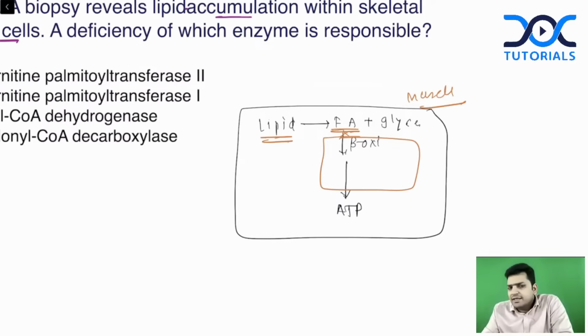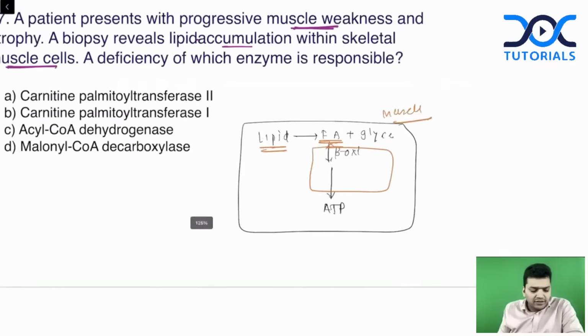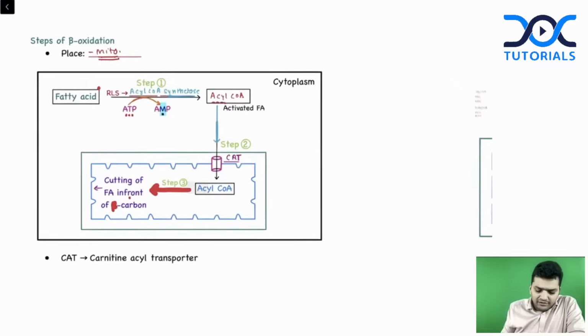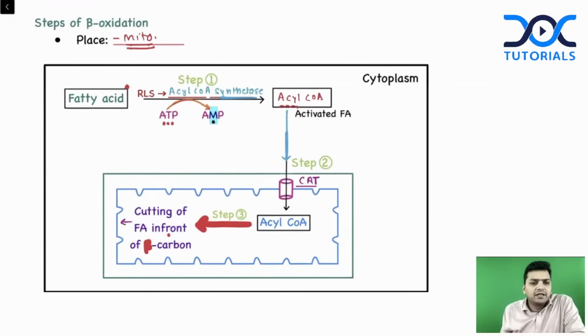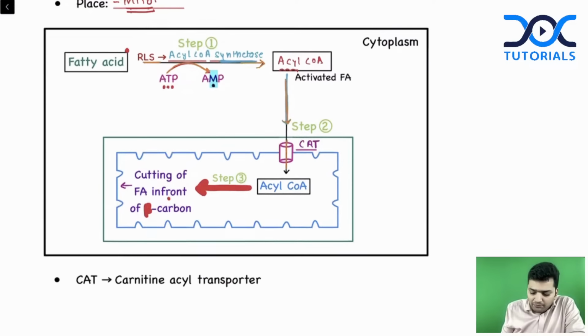Now, what are the various enzymes that are there in the beta oxidation? Look at here, what are the enzymes which are here? Yes, these are the enzymes. How we do it is the fatty acid first converts into acyl CoA with the help of the enzyme acyl CoA synthetase. Then this acyl CoA enters inside the mitochondria with the help of a molecule called CAT. And then this acyl CoA will further undergo breakdown, that is called beta oxidation, and that provides the energy.